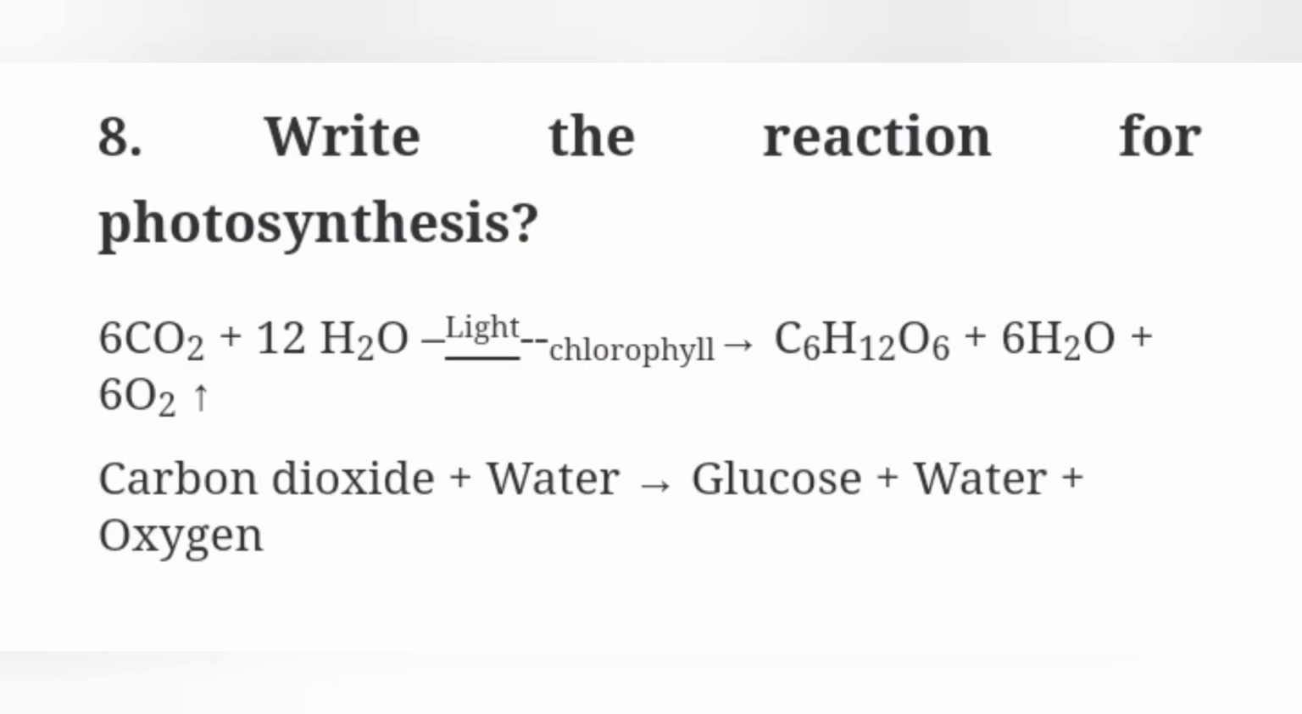Eighth question, write the reaction for photosynthesis. 6CO2 plus 12H2O, light, then chlorophyll, C6H12O6 plus 6H2O plus 6O2. That is, carbon dioxide plus water gives glucose plus water plus oxygen.